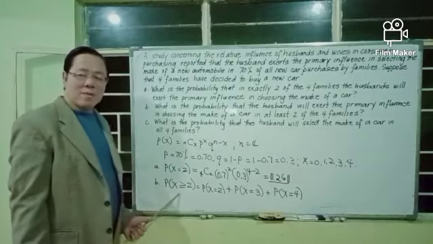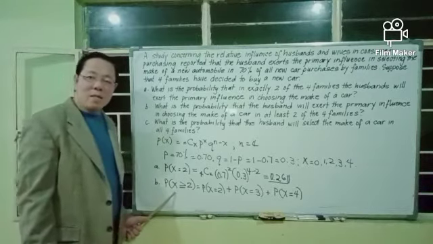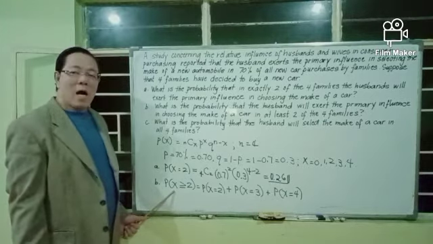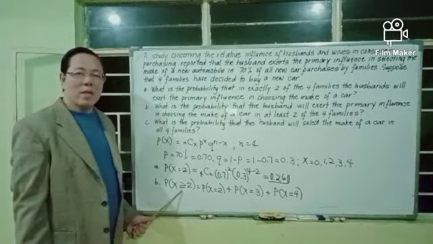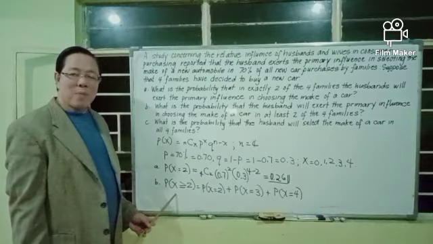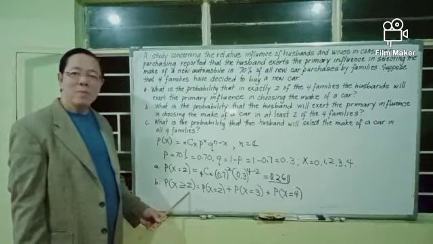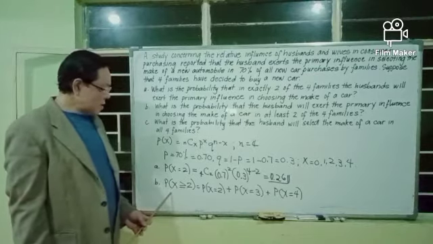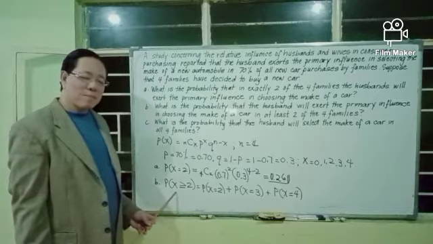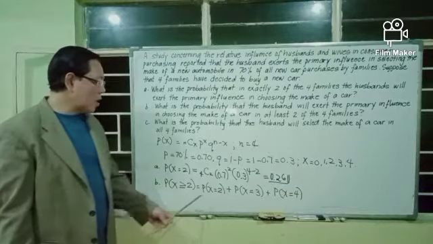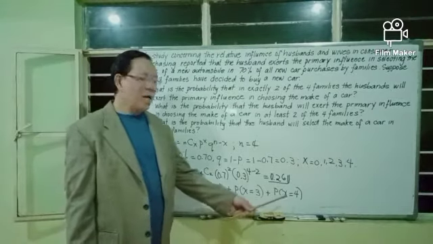In symbols, we write the number of husbands who will decide on the make or brand of new car to purchase. At least 2, we use greater than or equal to. At least 2 means 2 is the lowest, which means that x can be greater than 2. Thus, the probability that at least 2 husbands from 4 families will decide on the make or brand of new car to purchase is, in symbols, the probability of x greater than or equal to 2. And the values of x that are greater than or equal to 2 are 2, 3, and 4.